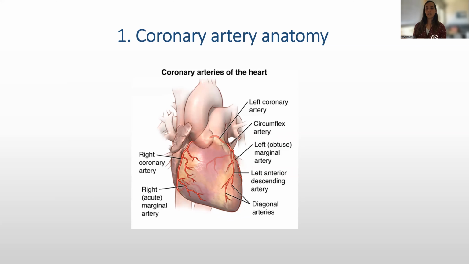And then we have the right coronary artery that carries blood to the right ventricle and the right atrium, the sinoatrial node and the atrioventricular node, which regulate the heart rhythm. The right coronary artery divides into smaller branches, including the right posterior descending artery and the acute marginal artery. The other small branches of the coronary arteries include the obtuse marginal, the septal perforator, and the diagonals.